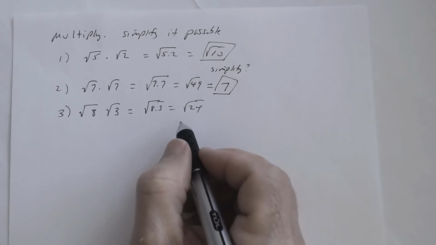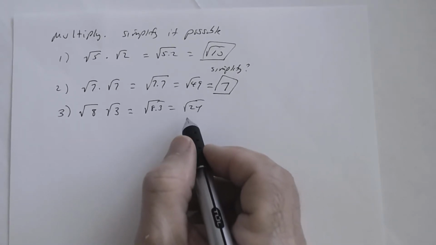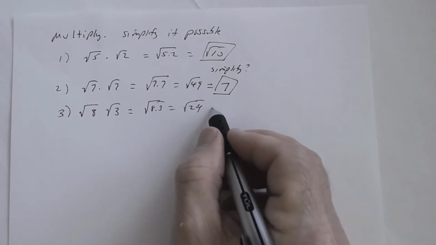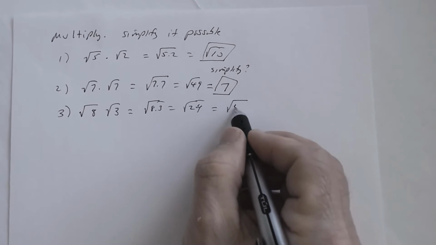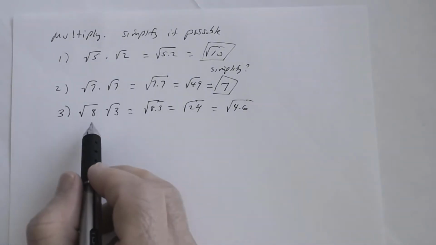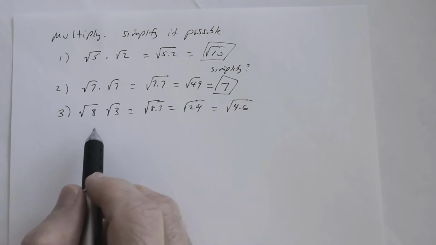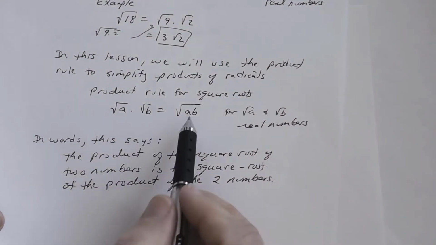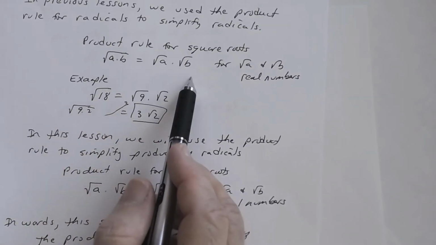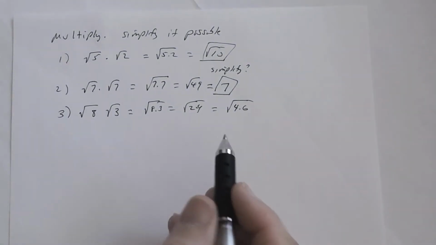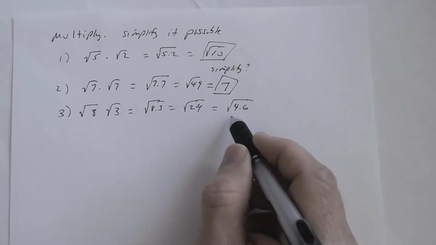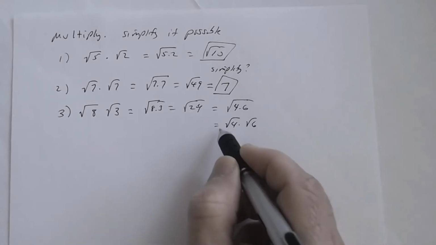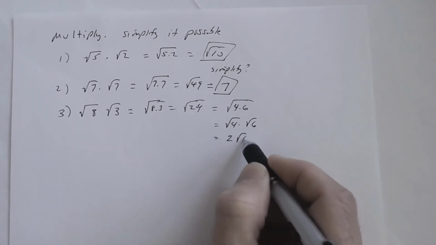Is there a perfect square other than 1 that goes into 24? Let's use the largest. The answer is yes, because I can rewrite the square root of 24 as the square root of 4 times 6. So I'm kind of using the product rule twice, to go from here to here, and now I'm going to use this. Then this becomes the square root of 4 times the square root of 6. The square root of 4 is 2, so I get 2 square root of 6.